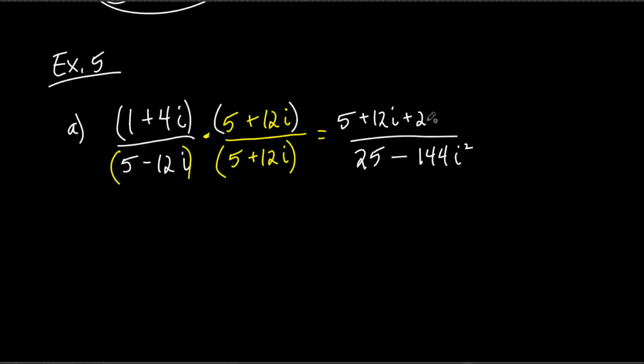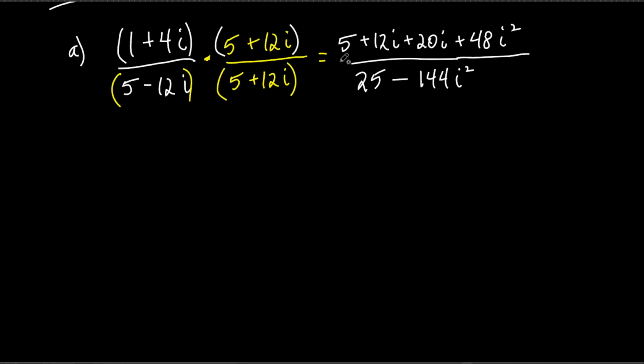20i. Everybody see where we got to 20? Because it's 4 times 5. All right? And then plus 4 times 12 is 48. I times I is I squared. And let's make that a little bit longer. Now we got to simplify this stuff.